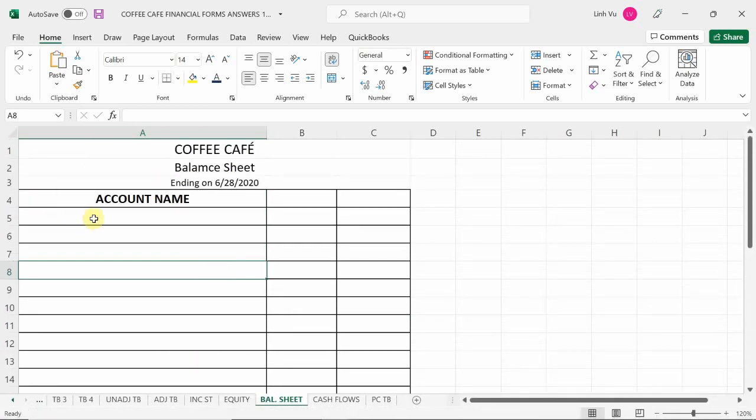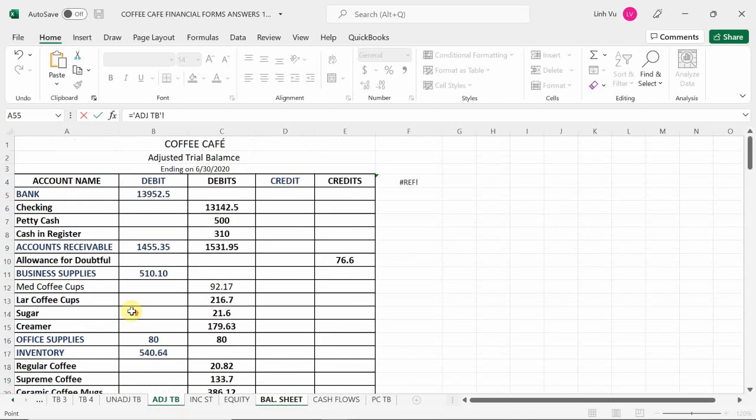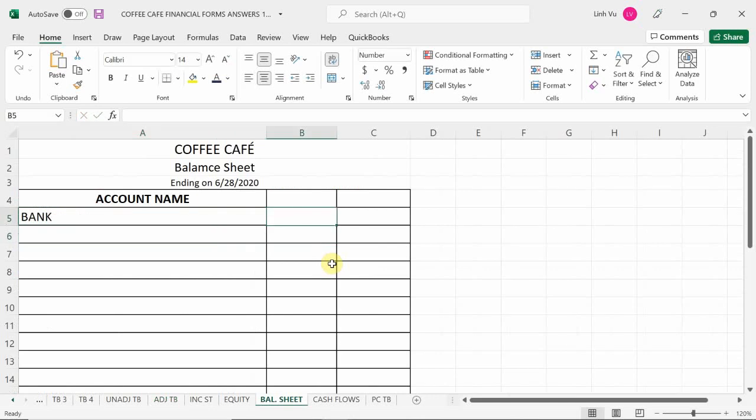So let's go ahead and go through each and every account in my assets, starting in your adjusted trial balance. Our very first asset is my bank account. And what is under my bank? So what I'm going to do is, left side is your assets, right side is going to be your liabilities and equity.